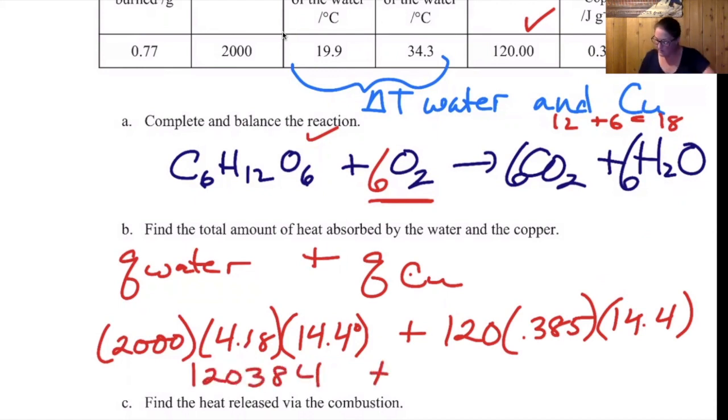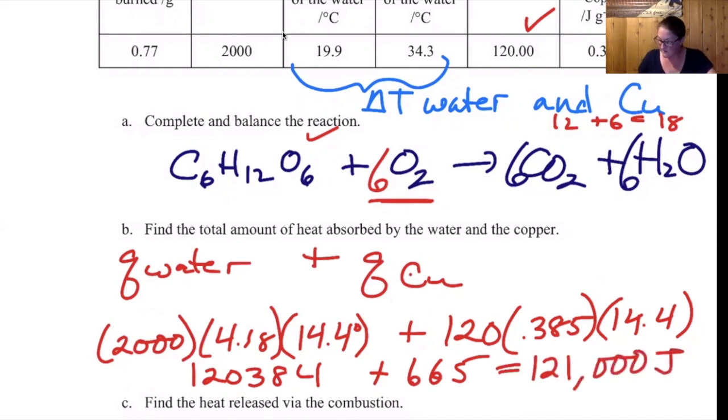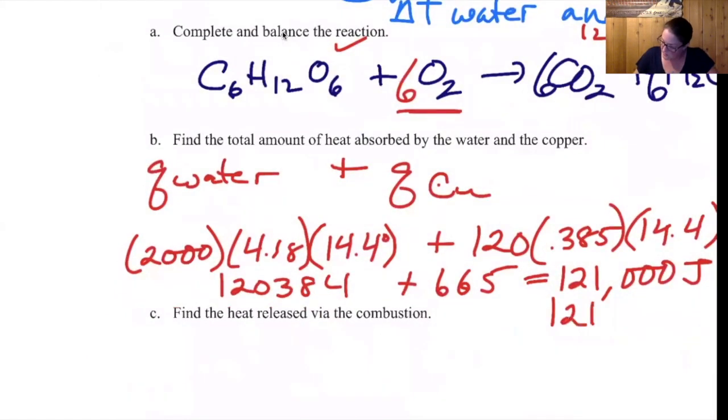So for the water, 120,000 joules, and for the copper, 665 joules. Let me check my math on the first one. Sounds good. Now I'm going to add the two together. Gives me a grand total of 121,000 joules. I'm going to round to 3 sig figs. 2 is probably more appropriate here. Or 121 kilojoules.